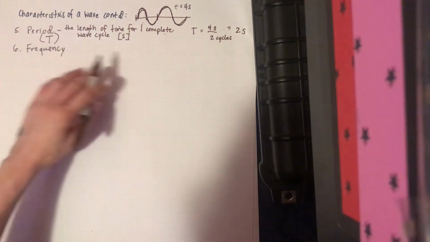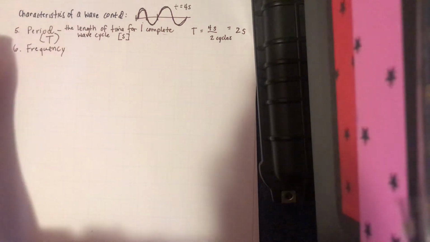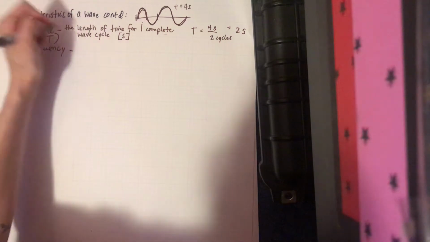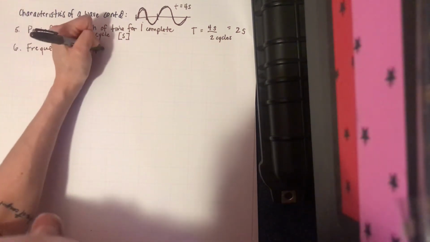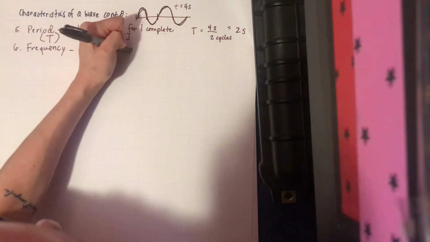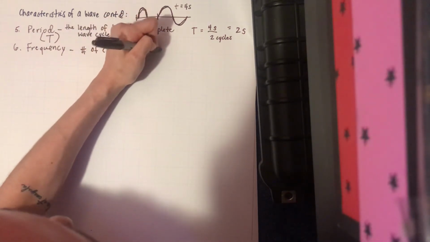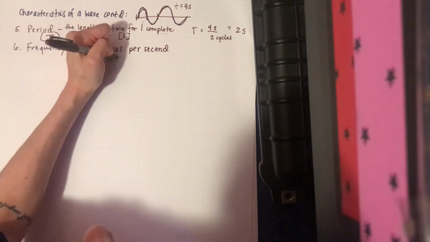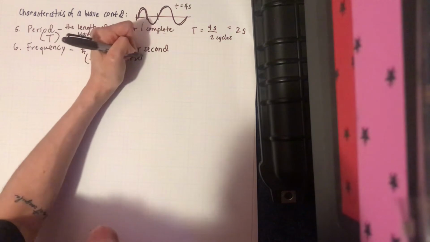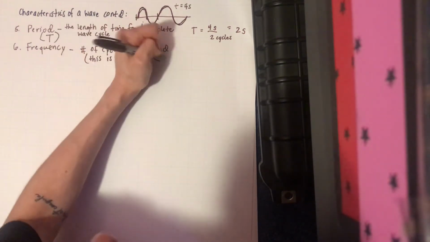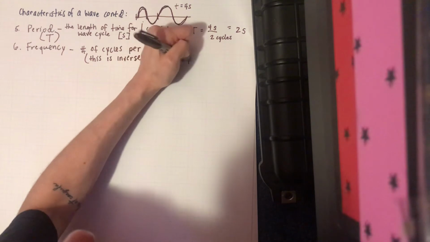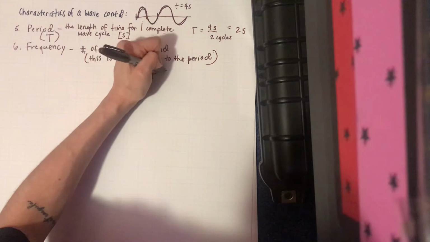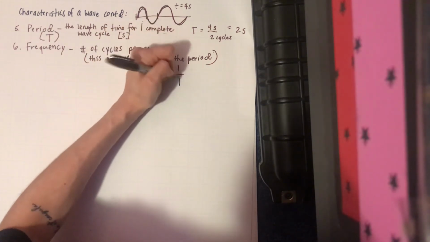Now, inversely proportional to the period is going to be the frequency. And the frequency is represented as the number of cycles per second. And again, this is inversely proportional. Remember, this symbol means proportional to the period. So if you know the period, you can set up the following formula. Well, the frequency will be equal to 1 over the period.